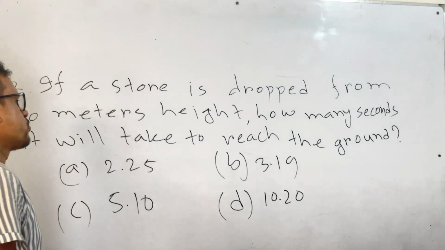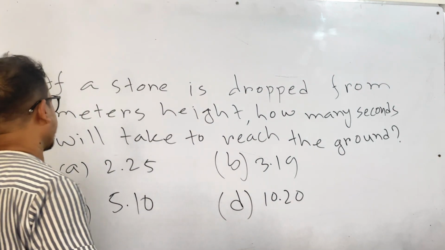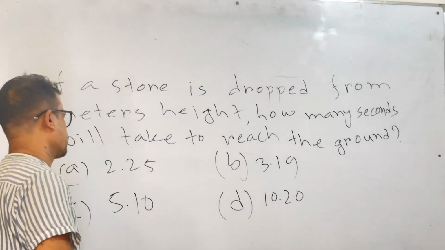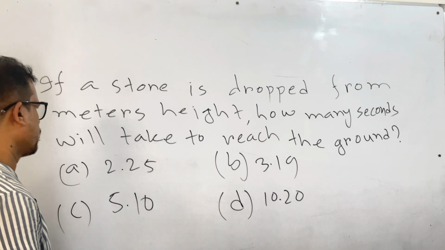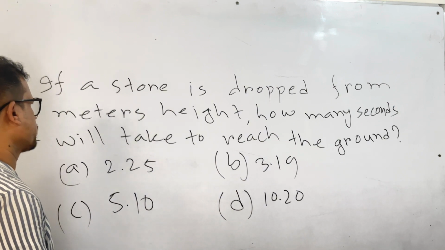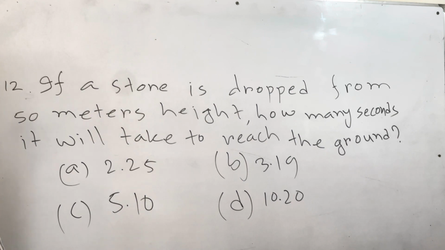If a stone is dropped from 50 meters height, how many seconds will it take to reach the ground? 3.25, 3.19, 5.10, 10.20. Actually, we have to find out how many seconds it will take to reach the ground, and it is dropped from 50 meters height. Okay.